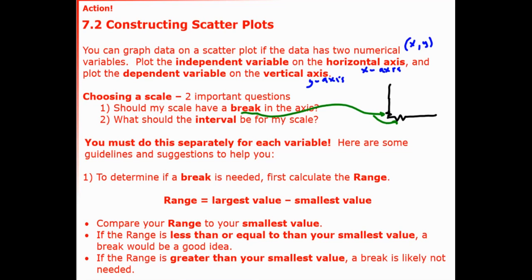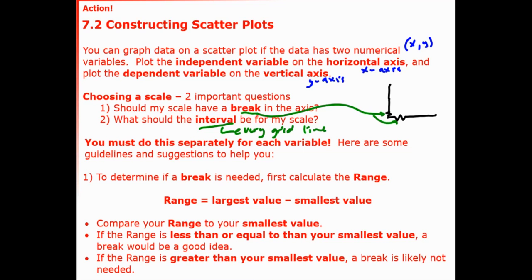If it spreads nicely from 0 to numbers up to a certain point that makes sense, then you could keep the 0. And then the next thing is, what interval should I be using? How much should I be going by on every grid line? These are tough things to decide. You have to look at the range. So you must do this separately for each variable. You're not going to get the same scale along the x-axis and along the y-axis. They're going to be different.